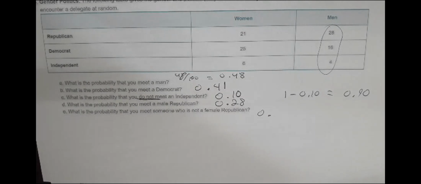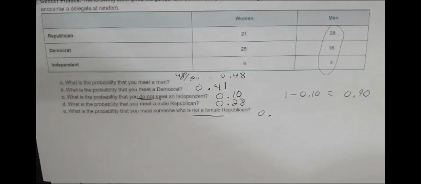And what is the probability you meet someone that is not a female Republican? So this says not a female Republican. Typically, I would not do the not. I would do, what is the probability of meeting a female Republican? That would be the easier thing to find.